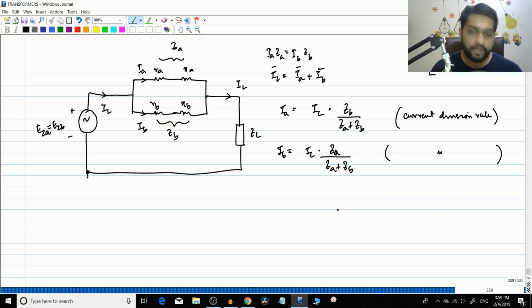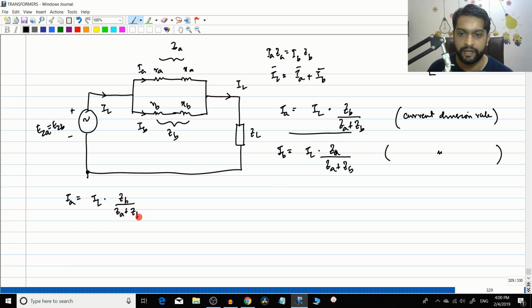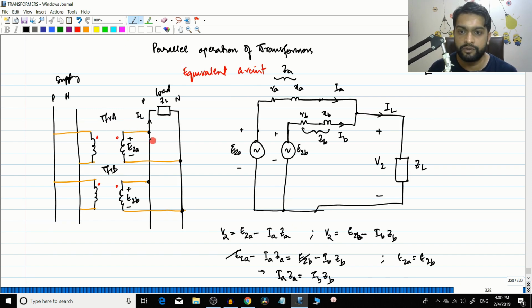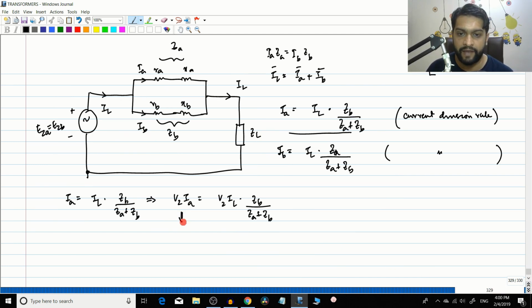Now let us do some mathematics again so that we can get an interesting conclusion. Let's use this particular equation first. IA is equal to IL into ZB divided by ZA plus ZB, right? So I will multiply both sides by V2. Now I will get V2 into IA equal to V2 into IL multiplied by ZB divided by ZA plus ZB. So what is V2 into IA? We have already seen V2 into IA will be the apparent power rating of the first transformer, transformer A. So I can replace this value by SA here.